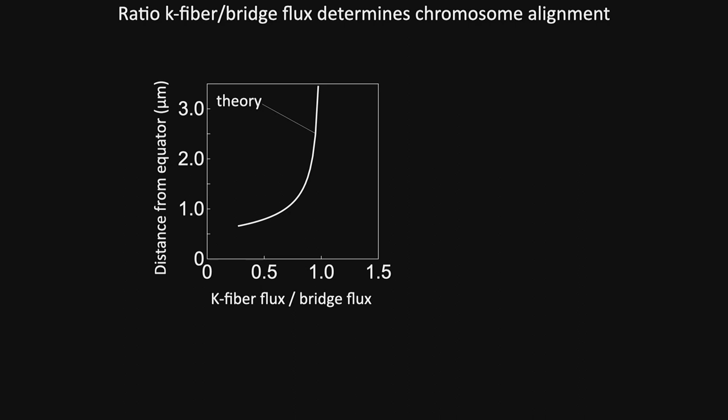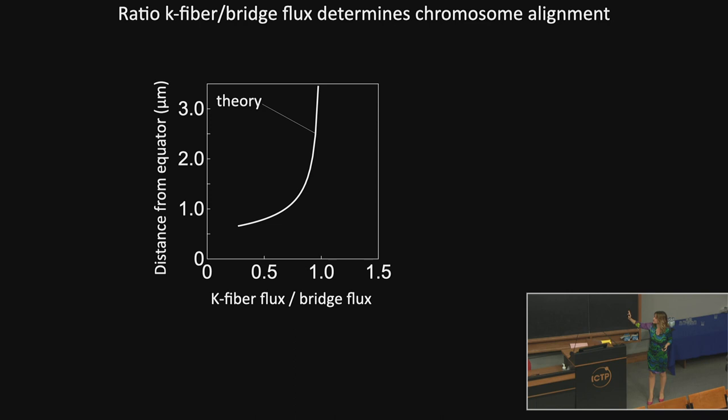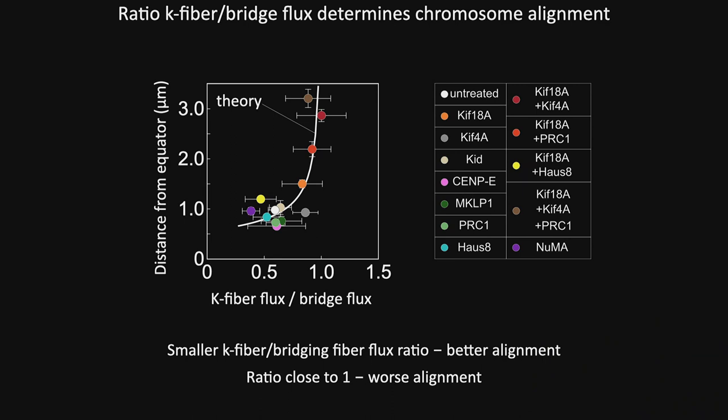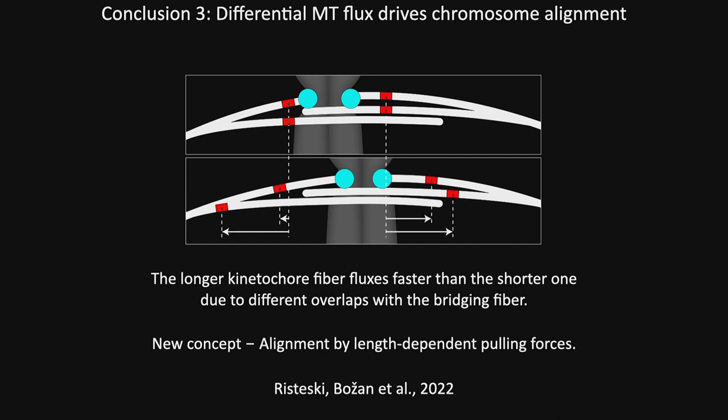This is, I think, the last slide I have about the data. So the model predicts that the distance from the equator, so how well or how badly the kinetochores will be centered, depends on the ratio between the flux of the kinetochore fiber and the bridging fiber. And we tested this by using a set of experiments in which we depleted different spindle proteins. And we see that these points lie quite nicely close to the theoretical prediction, which means that for the cell to have the chromosomes better centered, it's important to have a small ratio between the kinetochore fiber flux and the bridging fiber flux, meaning that they flux at a different rate, which allows for slipping of the kinetochore fiber along the bridging fiber.